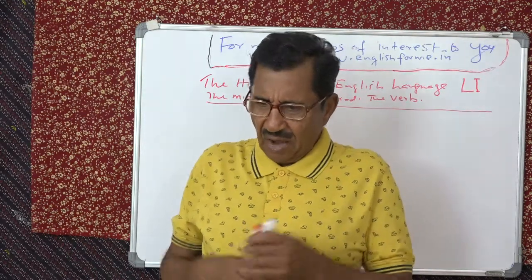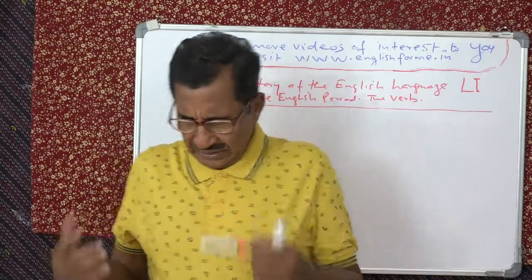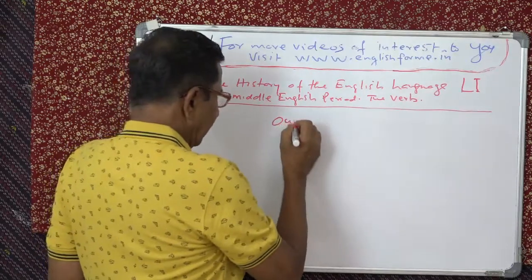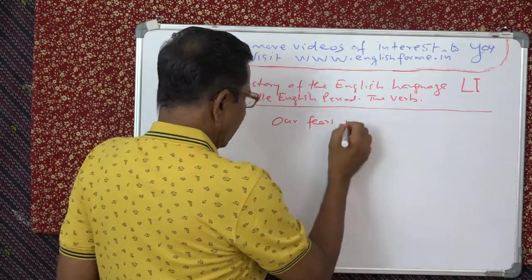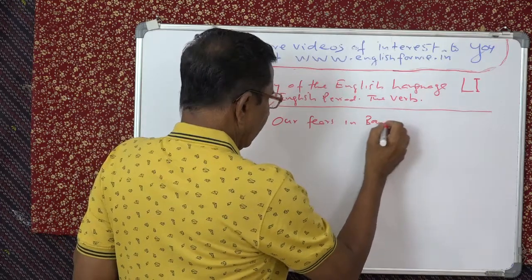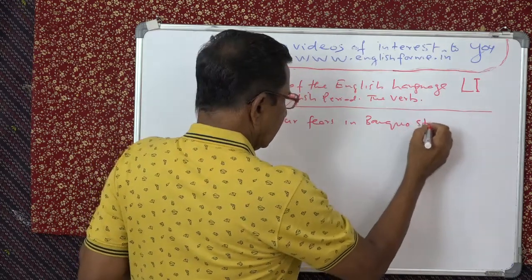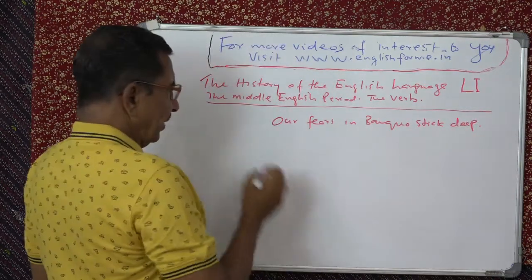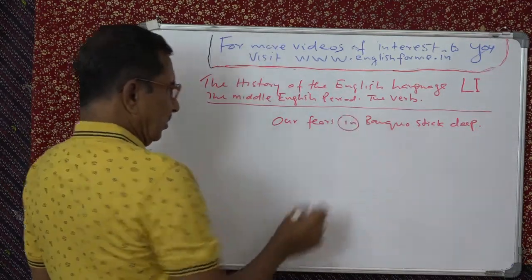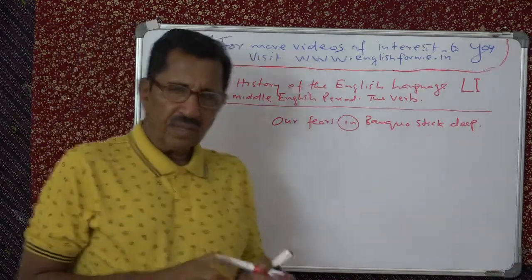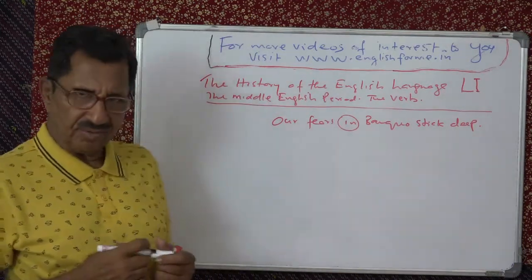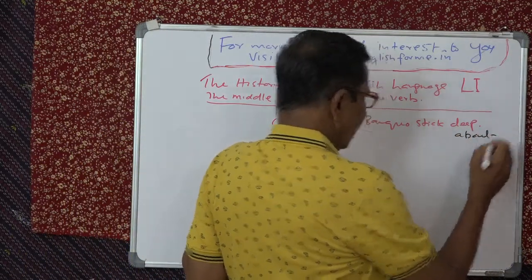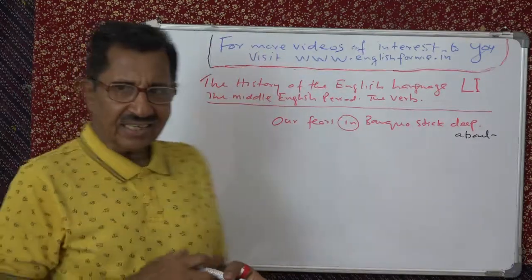Our fears in Banquo stick deep. So, our fears in Banquo. What should be the correct preposition asked today? Our fears about. So instead of about, he uses in. That is the use of preposition.